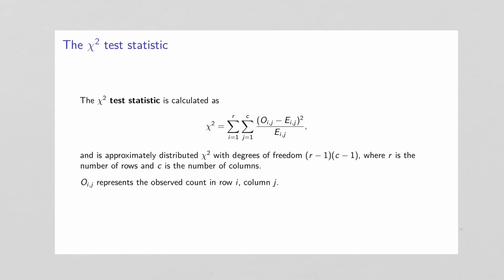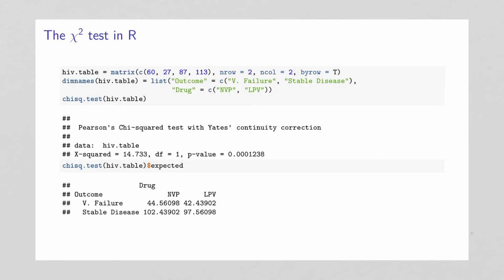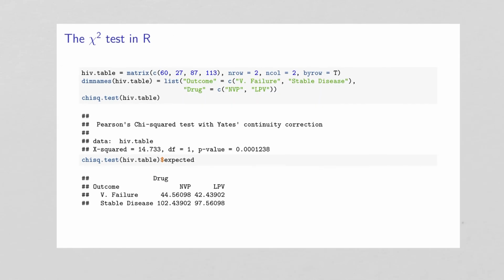Your chi-square statistic: look, observed minus expected, over expected. And because this difference might be negative, we square it. Degrees of freedom, I already told you: R minus 1, C minus 1, rows and columns. And we let R do all the work.